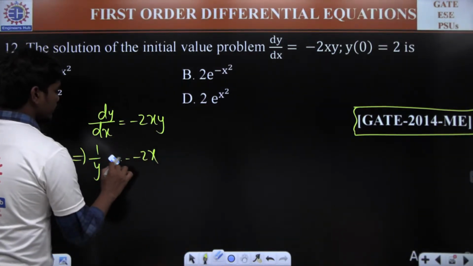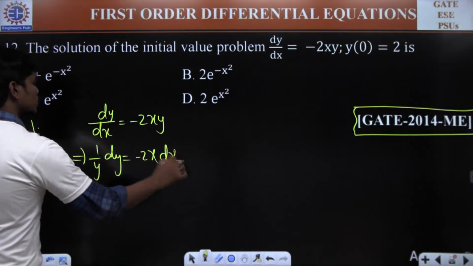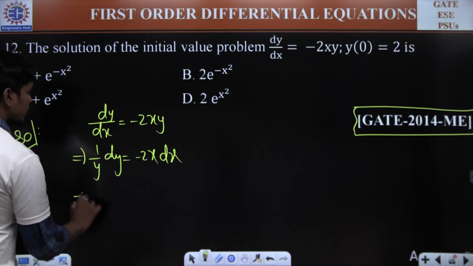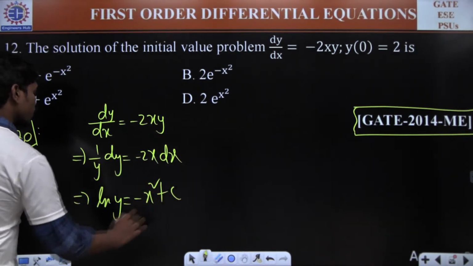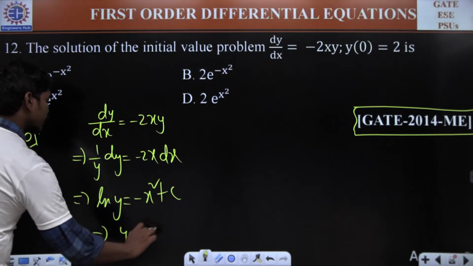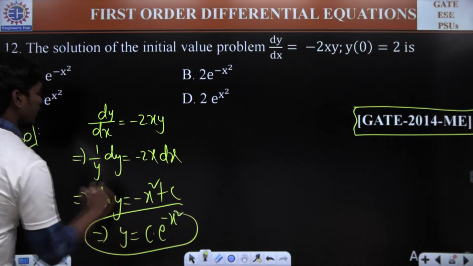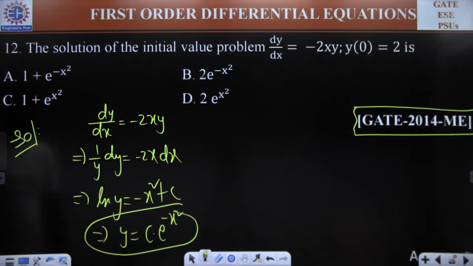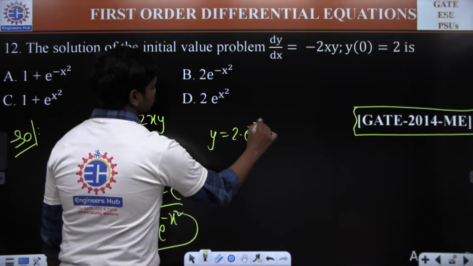Sorry, this should be dy/y is equal to minus 2x dx. So if you integrate this, you will be getting ln y is equal to minus x square plus constant. So y is nothing but constant times e power minus x square. Now it's given y of 0 is equal to 2. So when x is equal to 0, y is equal to 2. So c value is 2. So y is equal to 2 times e power minus x square.